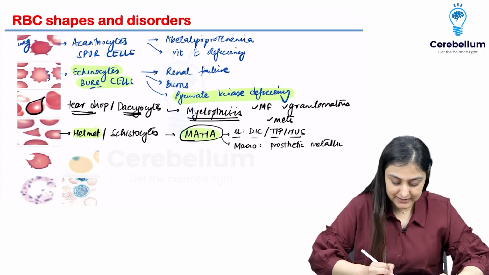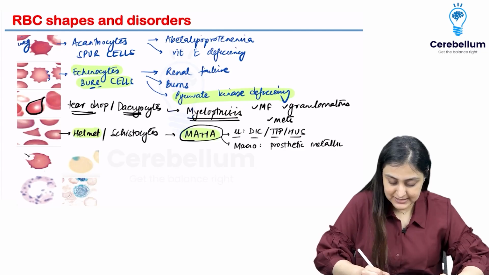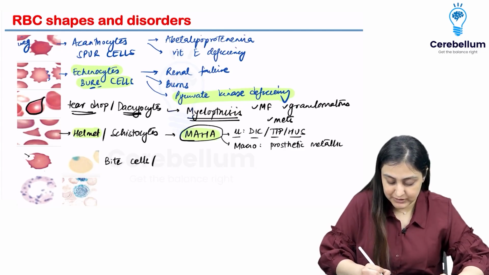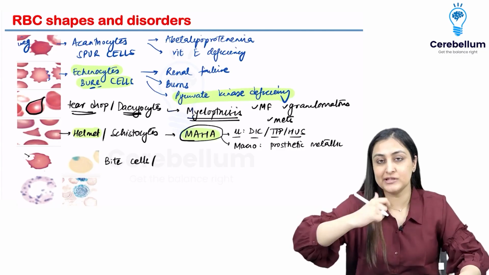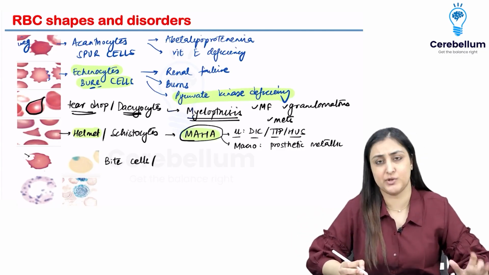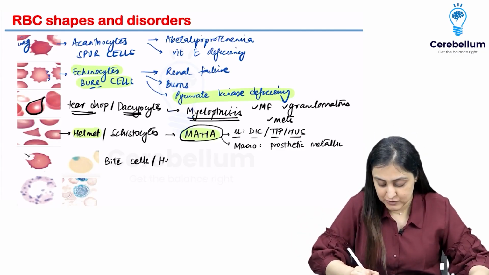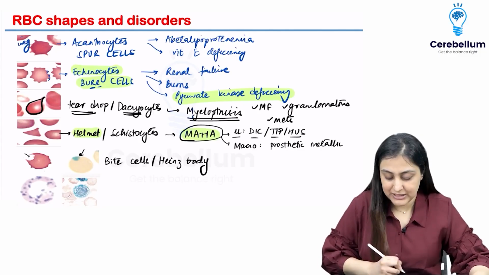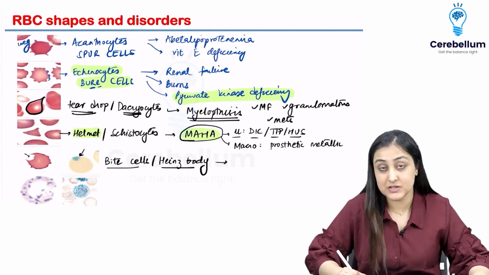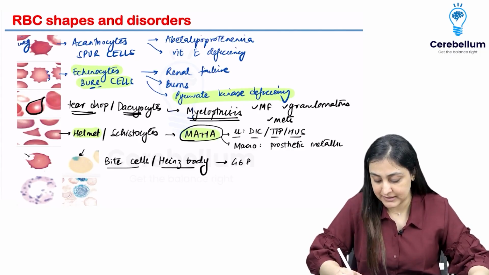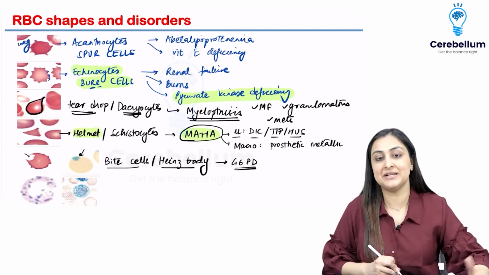Then what you are seeing here are bite cells. Doesn't it look like somebody has taken a bite of the RBCs? So these are bite cells, and you want to remember how did they take a bite? They first put some Heinz ketchup on the RBC and then we took a bite. We don't want to just eat it without ketchup. So this is Heinz body. So you can see the Heinz bodies in RBCs and bite cells on the peripheral smear, and this is all seen in G6PD. Yeah, so what happens in G6PD deficiency?